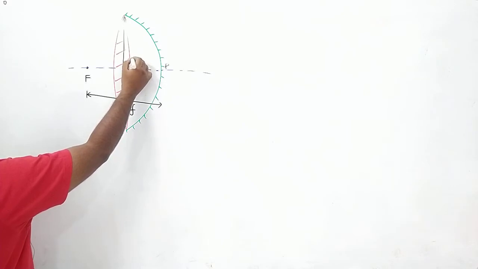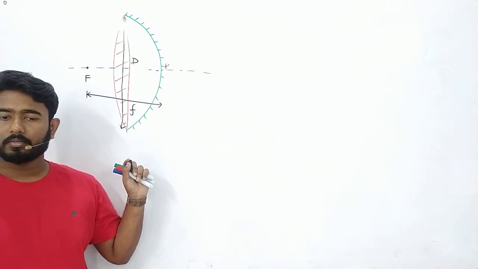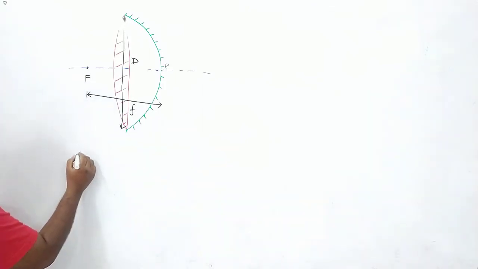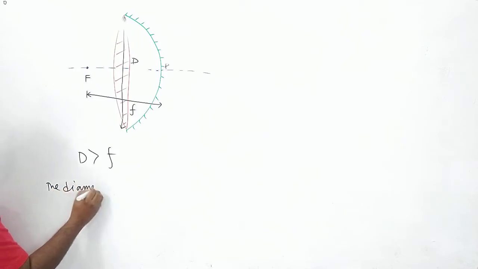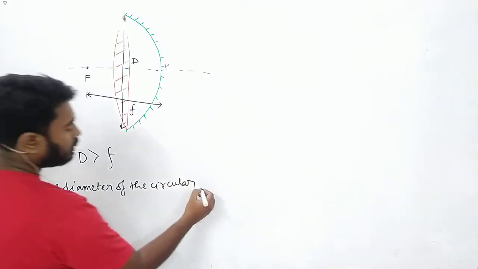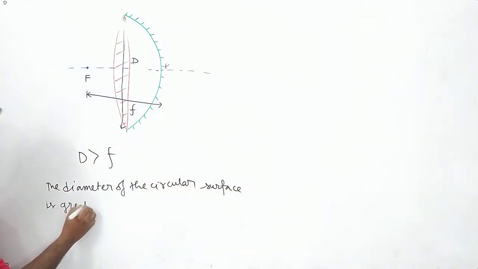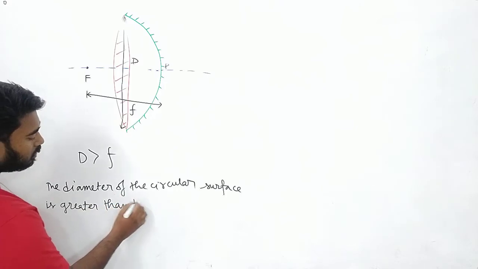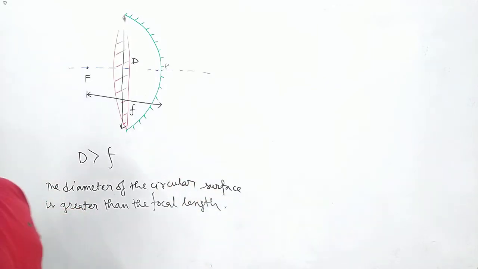Is this the diameter of the area? Okay, I am writing the diameter as capital D. Which one is greater, capital D or small f? Capital D. So in this case we found out that D is greater than small f. That is the diameter of the circular surface. The diameter of the circular surface is greater than the focal length.